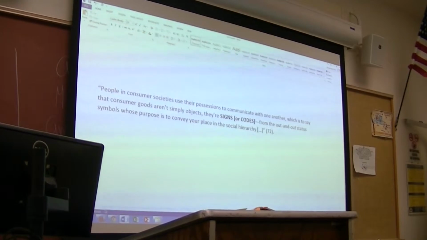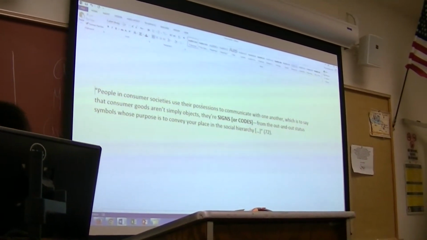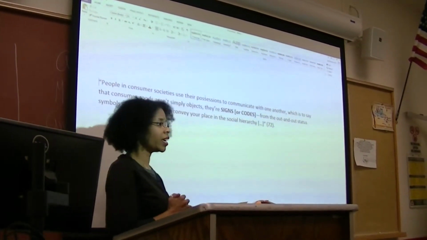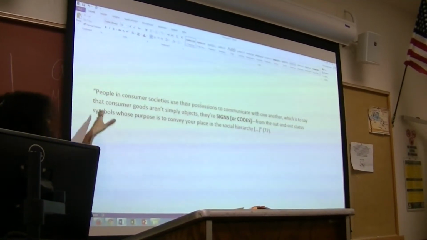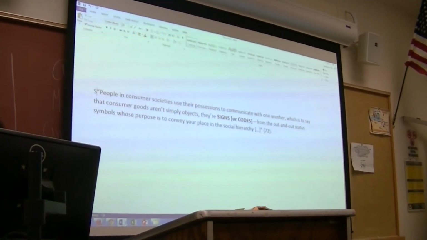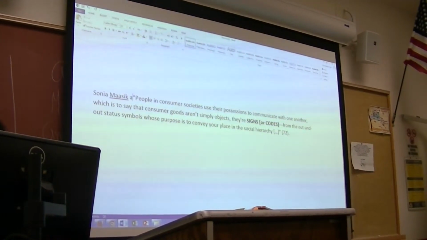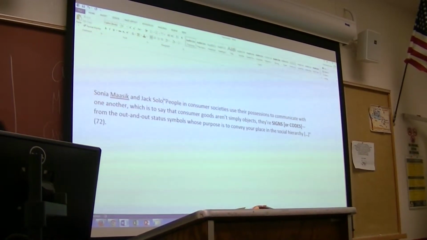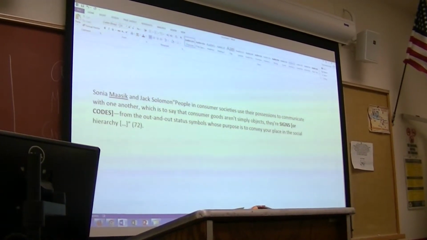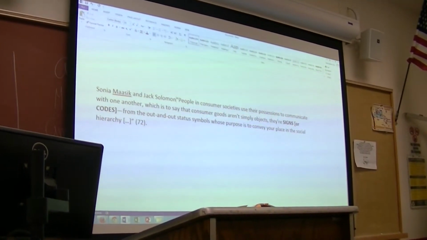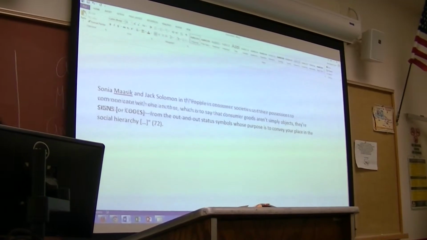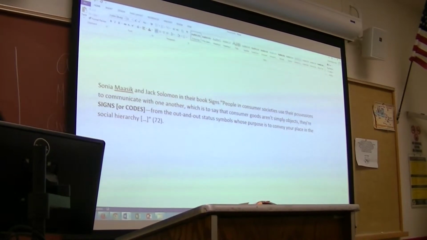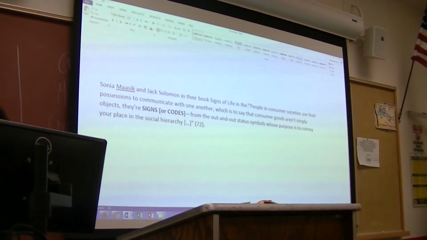Okay, so now, who said it? What are the authors' names? Okay, Masick and Solomon, but what are their full names? So let's say this is the first time we mention them in our text, right, in our paper. What are their full names? Sonia Masick and Jack Solomon, right? And what is the title of their book? Signs of Life in the USA. In their book, Signs of Life in the USA.